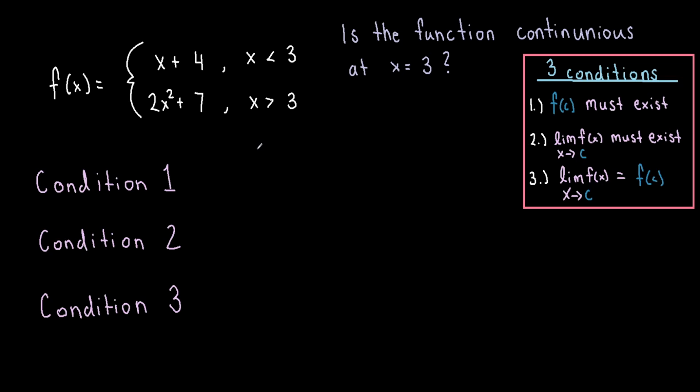In this problem, we are asked if this function is continuous at x equals 3. And the way to approach these problems is to look back at our three conditions that we defined earlier and to see if they're being followed. Let's look at our first condition first. Does f of 3 exist?